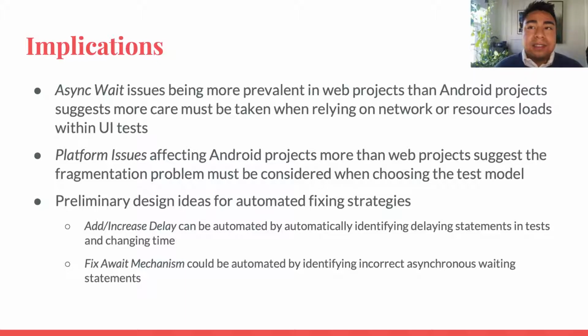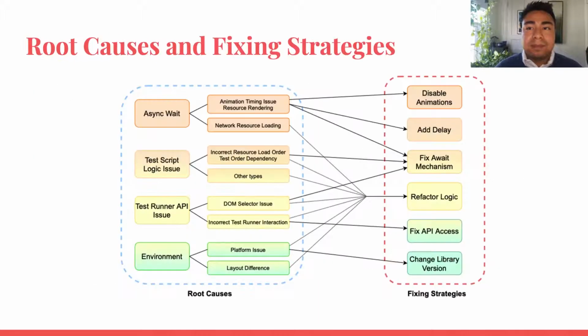The results of our findings can also be used as a foundation for preliminary ideas on automated fixing strategies of flaky UI tests. For example, the add increase delay strategy could be automated by identifying typical delaying statements and then increasing the time specified. The fix await mechanism strategy could be automated by identifying incorrectly used async wait statements.